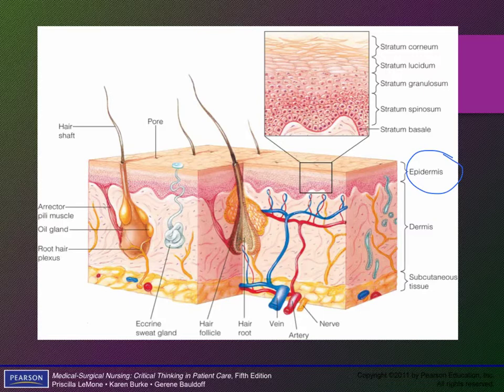Now, what gives that epidermis its tough, protective type quality? That's keratin. So when we also talk about the skin and we're talking about the different layers of the skin, then we're going to go down to the dermis.